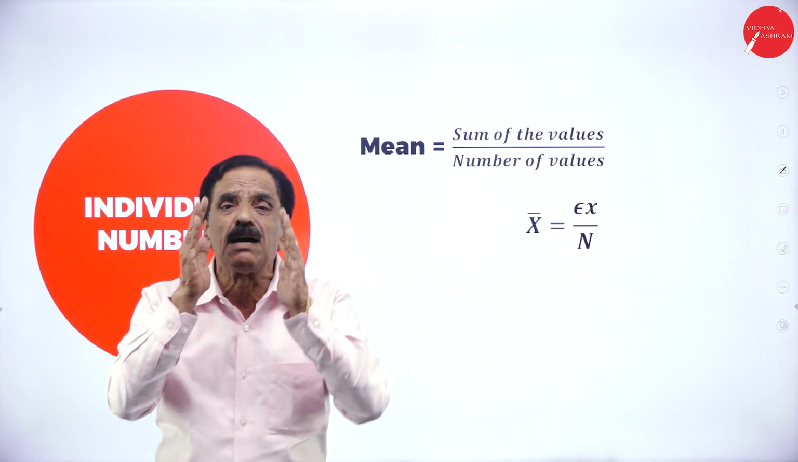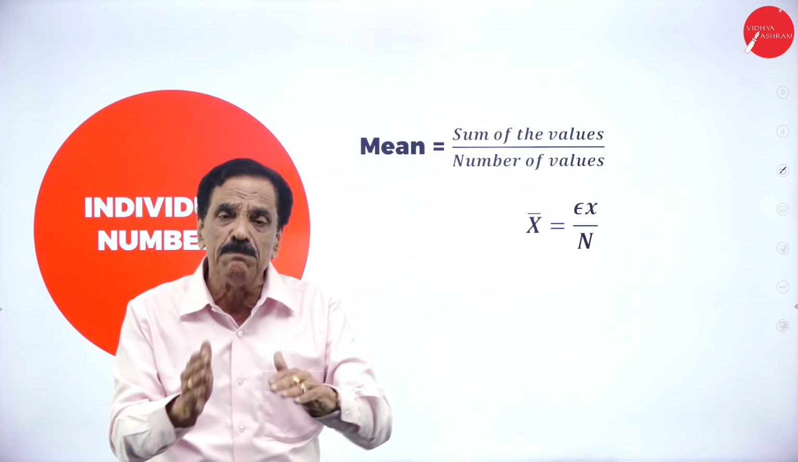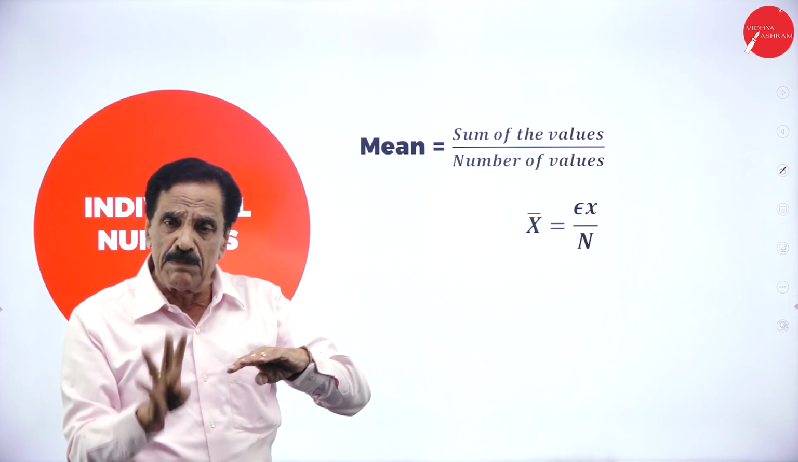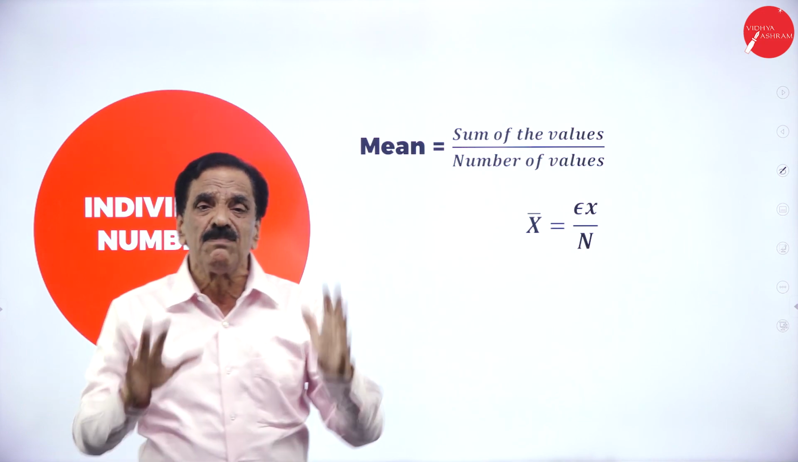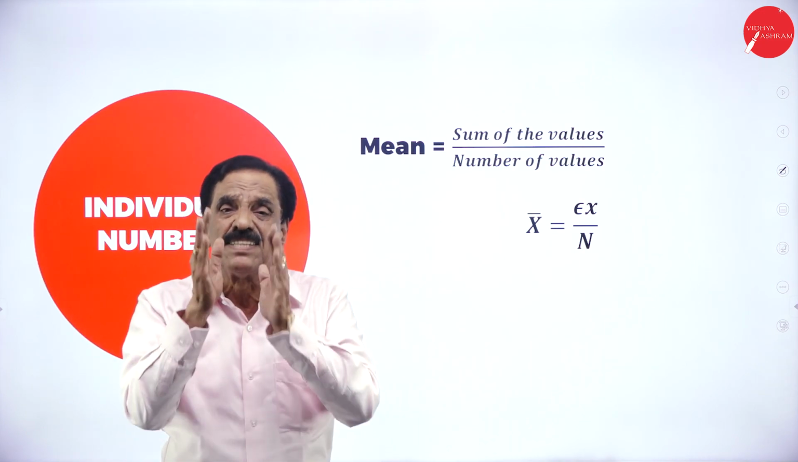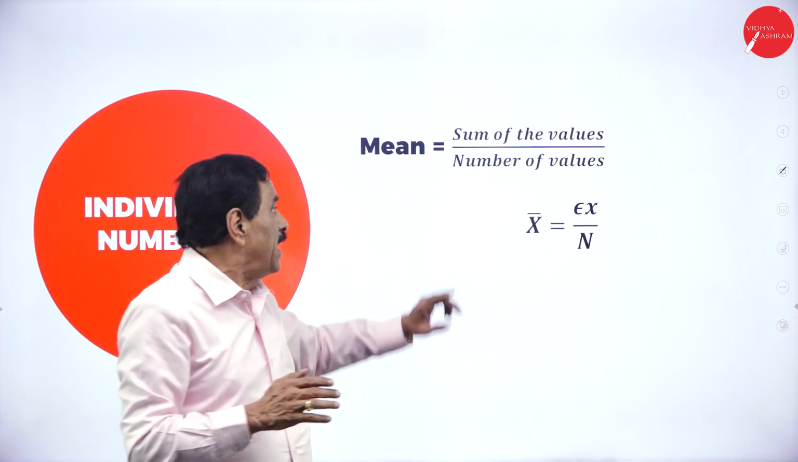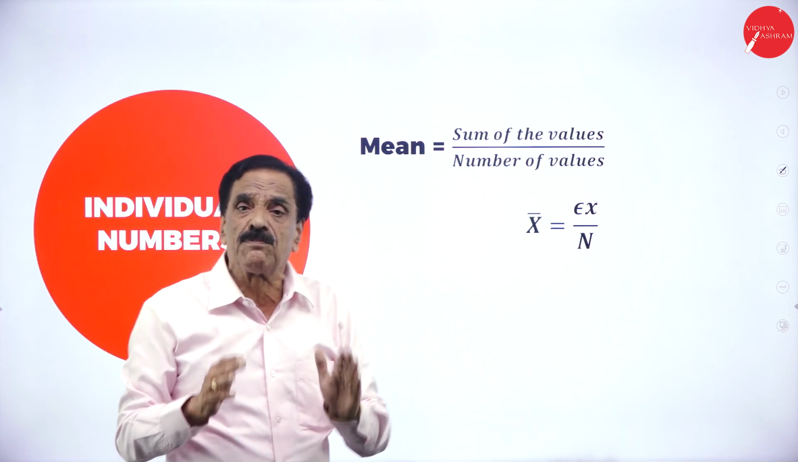Sigma means summation of a number. N means number of terms. How many terms do you have? If you have 4 terms, add all the 4 terms' values and divide by 4. If there are 5 terms, add the 5 terms' values and divide by 5. That is the average of a given number. So generally, with individual numbers, we take the sum of the values divided by the number of values.